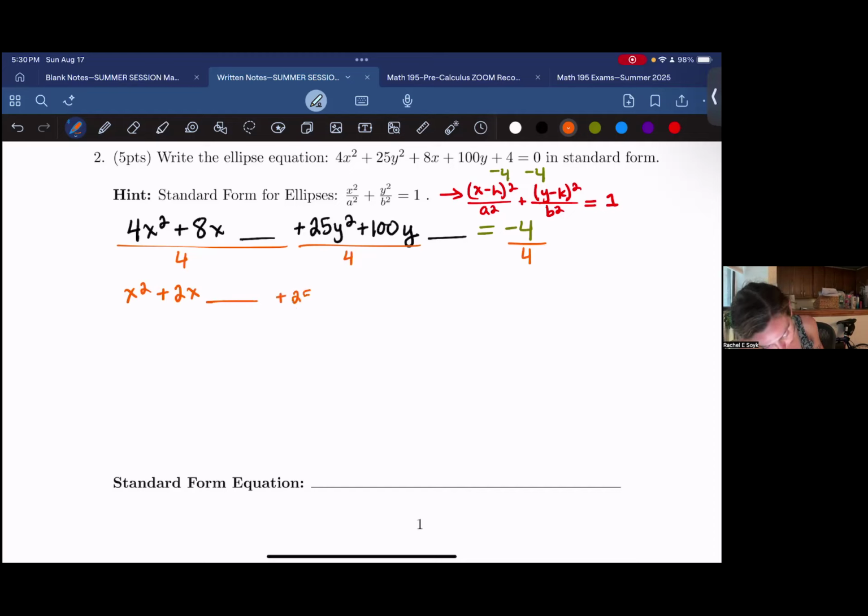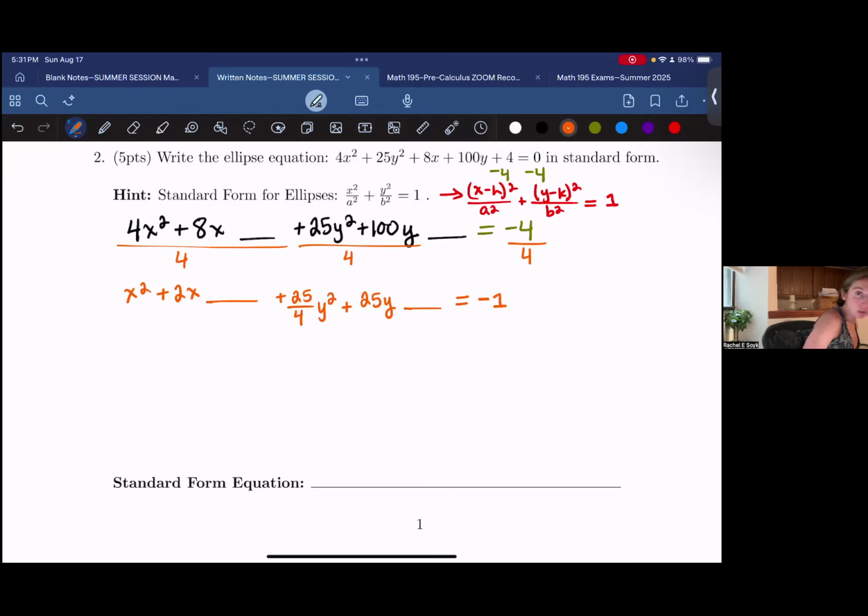plus our 25 over 4 y squared plus 25y, is equal to -1. Okay.